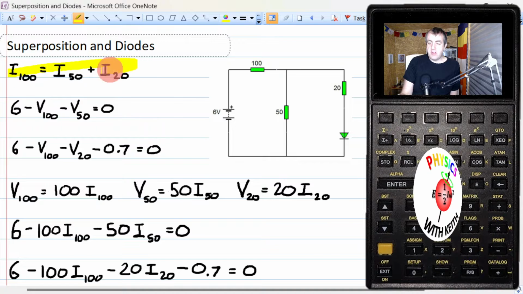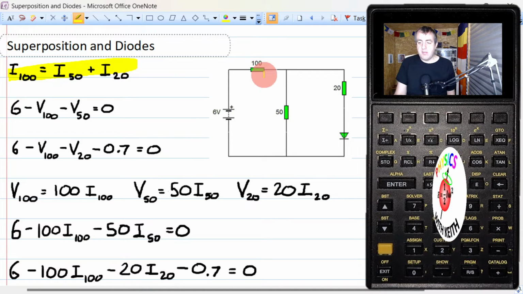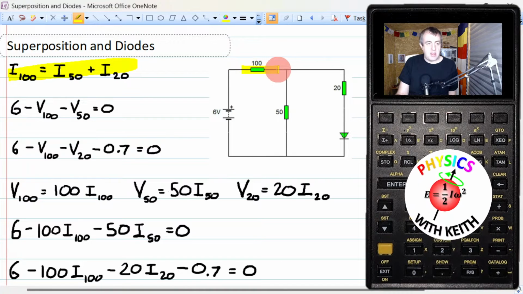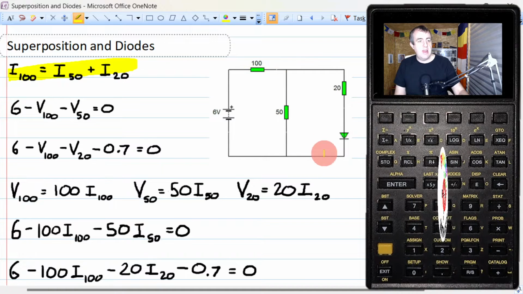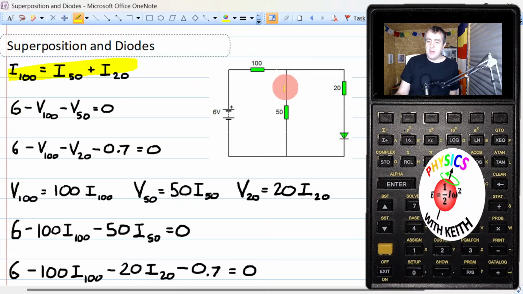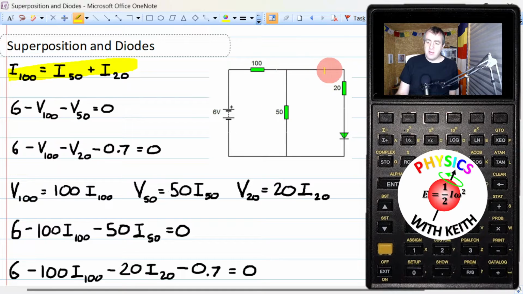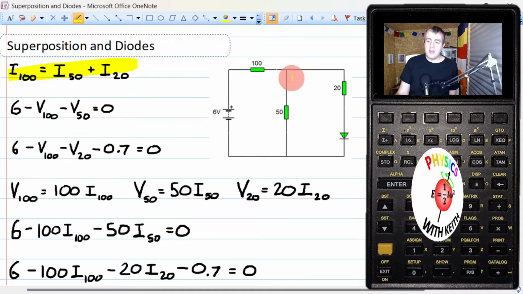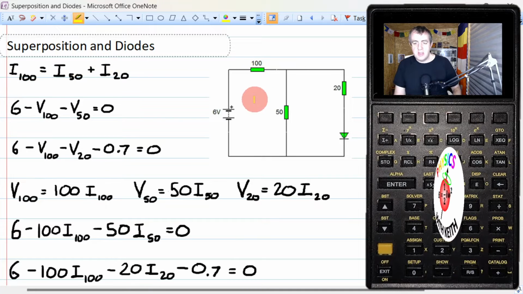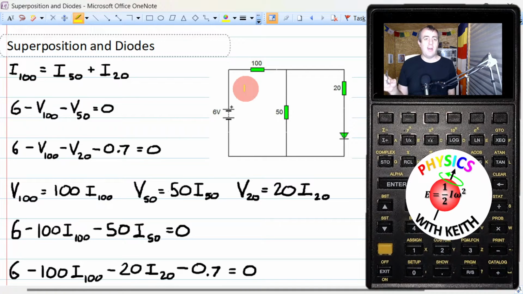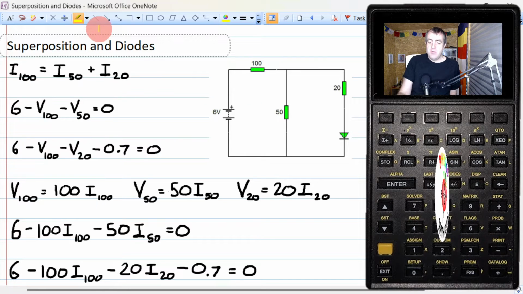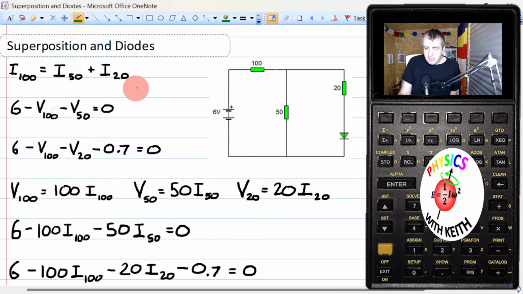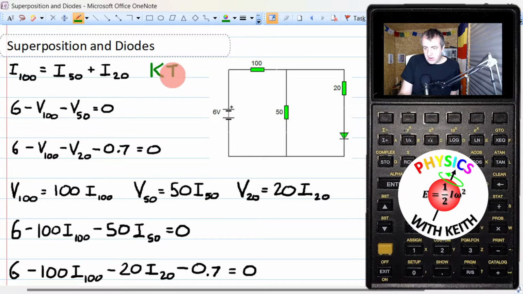So, Kirchhoff's first law here. In this branch, we have 100 ohms coming in here, then it splits in 2 directions. And where there's the split, 50 ohms goes down, I50 goes down, I20 goes across, so I50 plus I20 must equal I100. Kirchhoff, or sometimes it's pronounced Kirchhoff, but I can't do that. So Kirchhoff's first law. Let's label that Kirchhoff's first law.